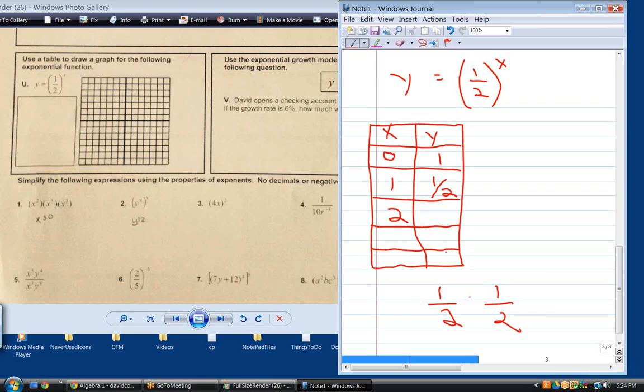That would be 1. What's 1/2 times 1/2? Not plus. Oh. When you multiply two fractions, you multiply the numerators and you multiply the denominators. One-fourth. Okay.